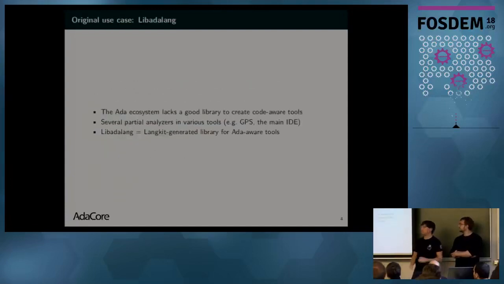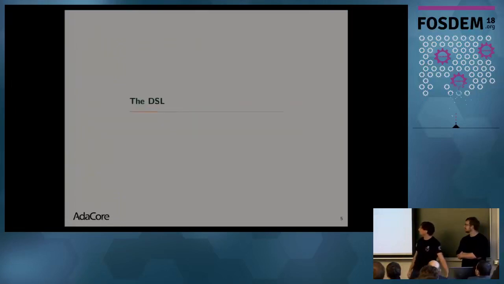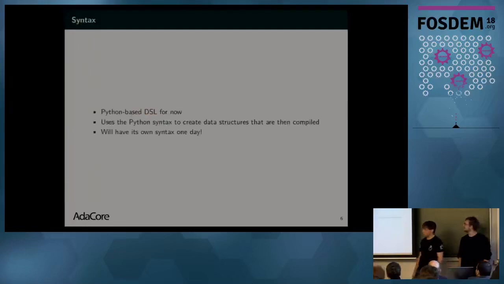So we created this originally because in the Ada ecosystem we exactly need this kind of library to improve tooling in general. So Langkit was for that, but it can be used for other languages as well. So let's have a brief tour of the DSL and how you express things, how we can actually use Langkit. First of all, for now, Langkit is a compiler. You feed it a Python-based DSL. So you're not really writing Python, it's just using the Python syntax to express something else. One day we'll probably have a dedicated syntax.